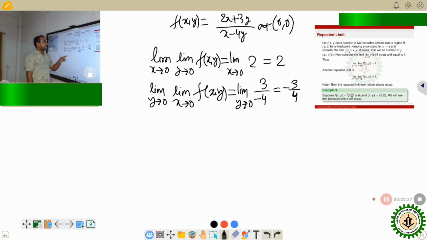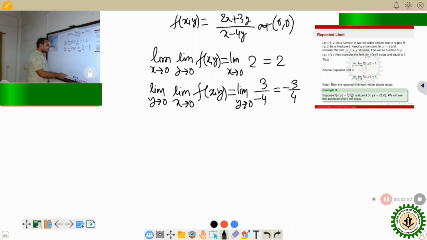So you see that there are two repeated limits, but their values are 2 and another one is minus 3 by 4. So you can see that these two values are not equal. But if they are not equal, that means you cannot talk about the simultaneous limit also.